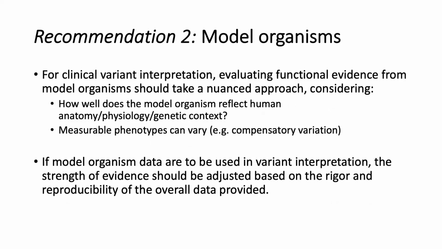For model organisms, for clinical variant interpretation, using functional evidence from model organisms should take a nuanced approach. So considering how well the model organism reflects the human anatomy, physiology, and genetic context, measurable phenotypes can vary. So does the model system display a comparable phenotype? Compensatory background variation can also affect the phenotype. So are there any other strains or lines that were considered to mitigate those effects? And if you do use model organism data in variant interpretation, the strength of evidence, again, should be adjusted based on the rigor and reproducibility of the overall data, not based on the model organism itself.